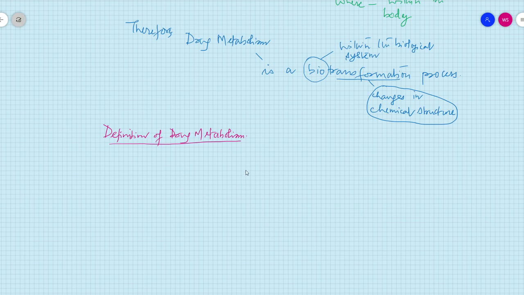So what's the definition? We can say that drug transformation, drug metabolism, is a chemical alteration of a drug within a biological system. Okay? So that would be the definition of drug metabolism.